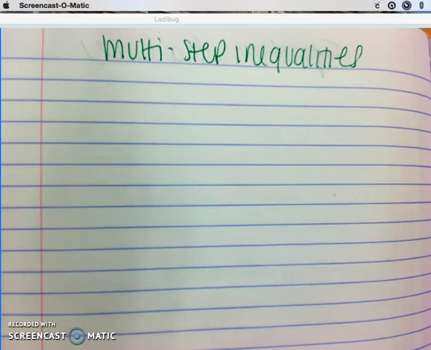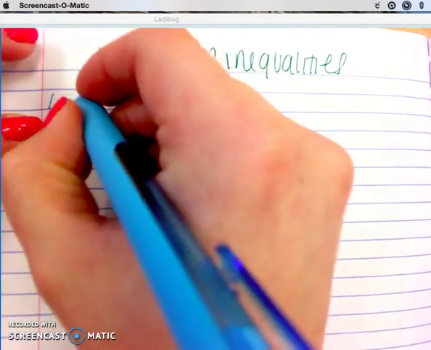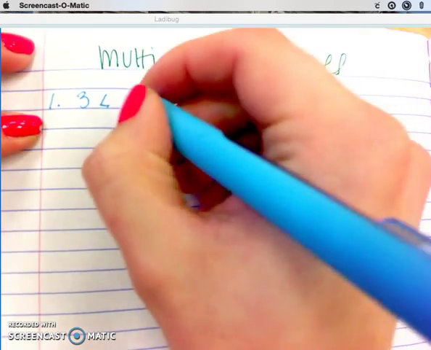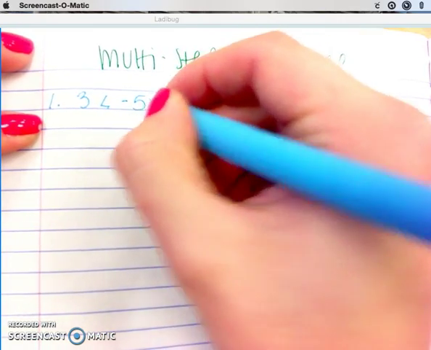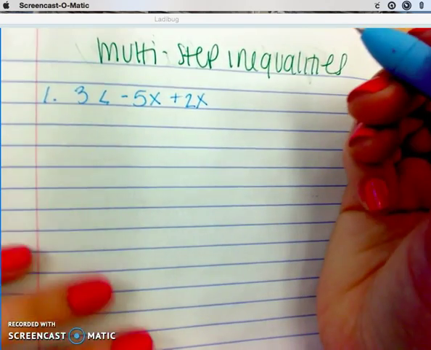This lesson is on solving multi-step inequalities. This same process that we use for solving multi-step equations is going to apply, except for now we have inequality signs instead of equal signs.